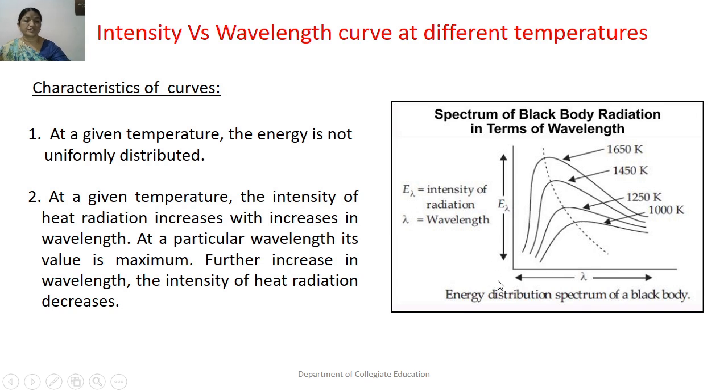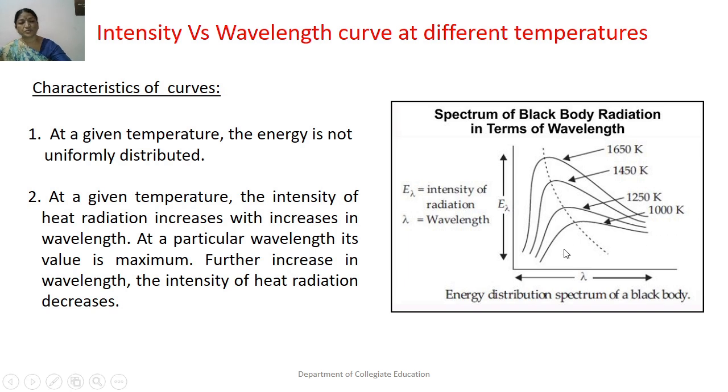Now if you see this spectrum, what you observe is that at a given temperature, say for example 1000 Kelvin, the energy is not uniformly distributed, isn't it? So energy at different wavelengths has different values. At a given temperature, the intensity of radiation increases with increasing wavelength. At a particular wavelength it becomes maximum, and if the wavelength is further increased, the intensity of heat radiation decreases.